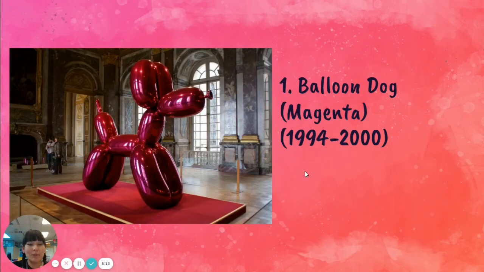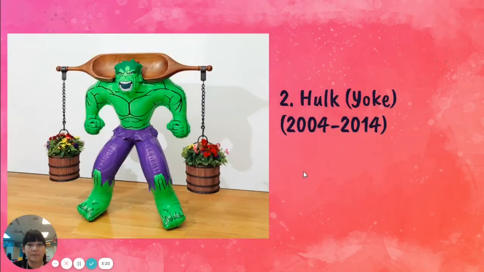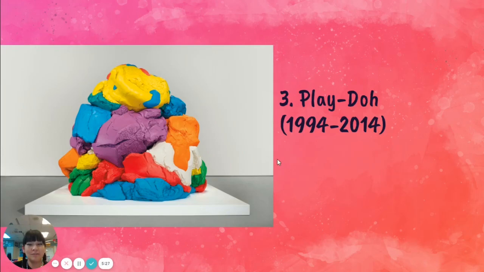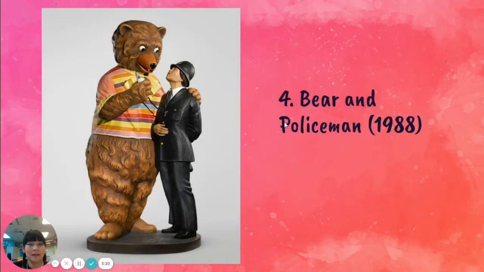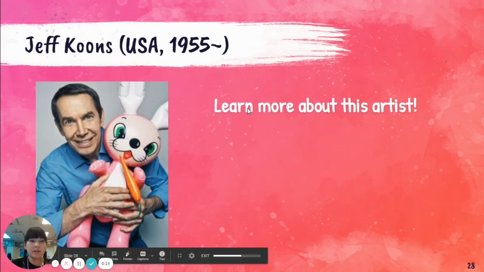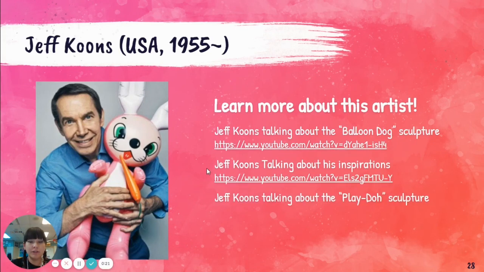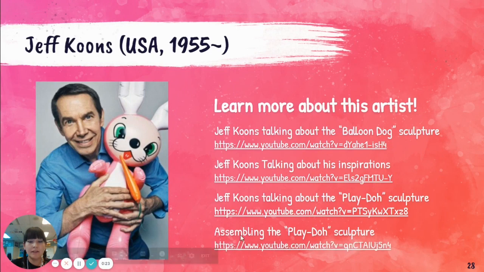So here are some artworks that I would like you to pick and reflect upon. The first one is the balloon dog, magenta. The Hulk. And this one is a sculpture, the Play-Doh sculpture, and a sculpture called The Bear and the Policeman. And here are some extra resources about Jeff Koons to explore. A lot of these videos are him talking about his artwork and inspirations. And also, there's a video of how they assembled that Play-Doh sculpture.